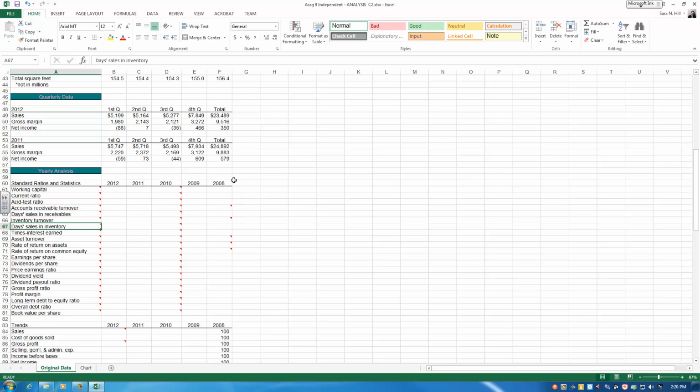Okay. Also, I want to point out in 2008, there are a few cells which I have labeled here that do require an average in the denominator. But due to the lack of 2007 data, I've instructed you to just simply use the 2008 balance sheet data rather than an average. However, in the years 2012 through 2009, I do want you to use the average.